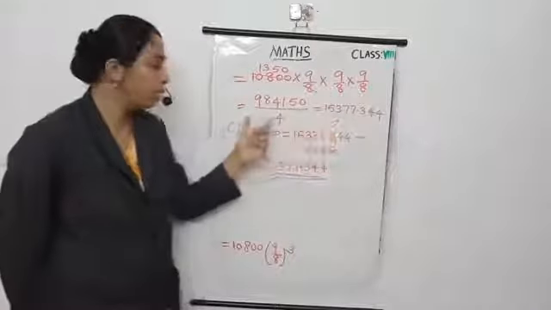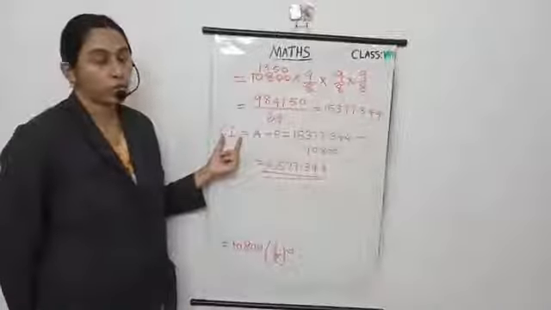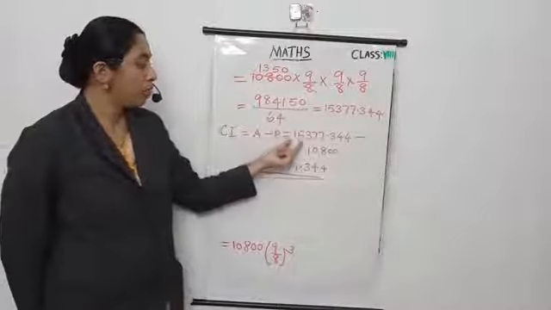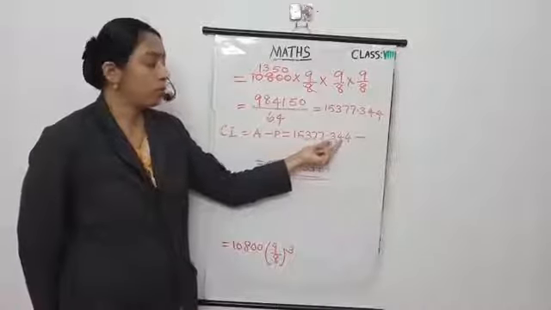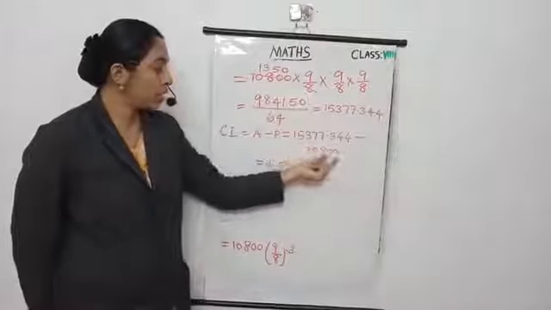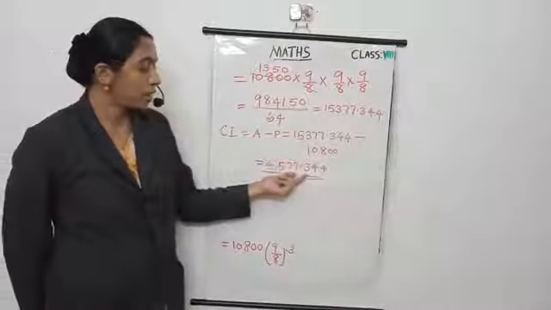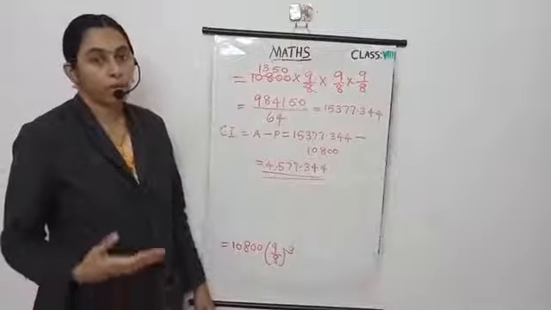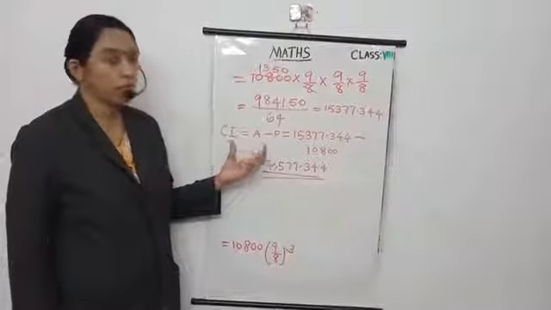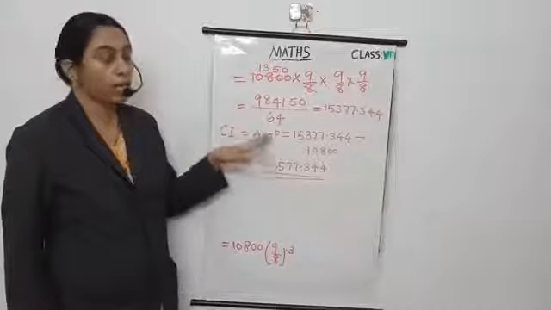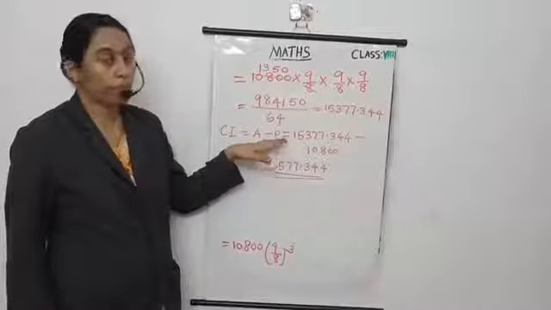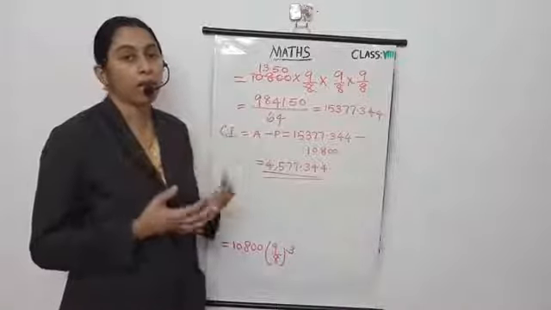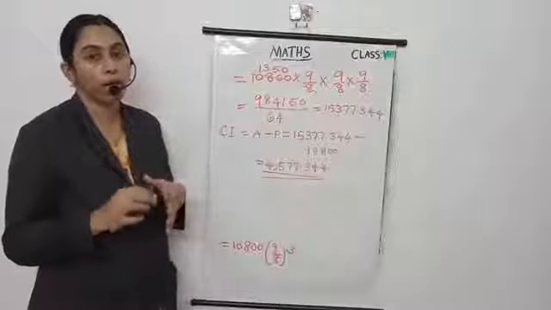Okay. Now we need to calculate compound interest also. Compound interest is equal to amount minus principal amount, which is 15,377.344 minus 10,800. We get 4,577.344. This is the compound interest. So keep in your mind, for finding compound interest, first find the amount, then amount minus principal amount, we get the compound interest. For simple interest, we directly calculate interest: I is equal to PNR by 100.